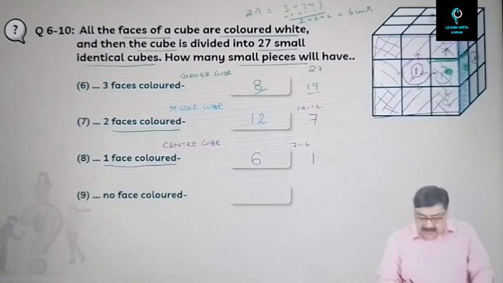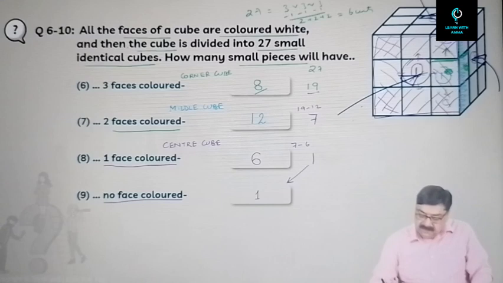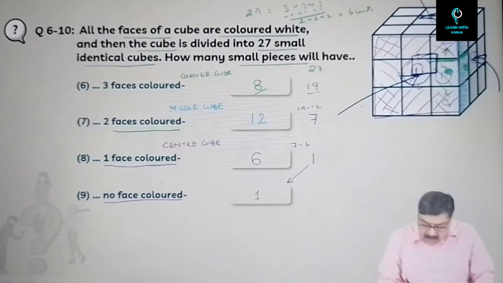So our next question is no face colored. That would be this one cube which is right in the middle. Now where is it? Well, it is right behind this, right below this, again right behind this, somewhere here in the middle, not visible to us. Now as no face of this cube is colored and it is not visible to us, so let us call this an invisible cube, just for the sake of discussion.